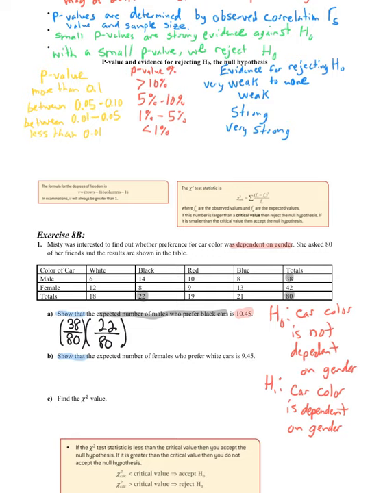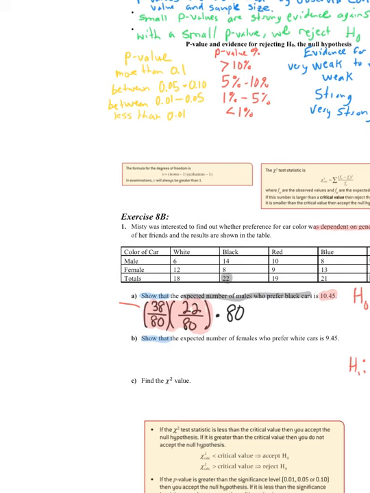Now, to get expected value, I need to multiply that by the total sample. So I'm going to highlight this again. This red part is the probability that you are male with a black car.